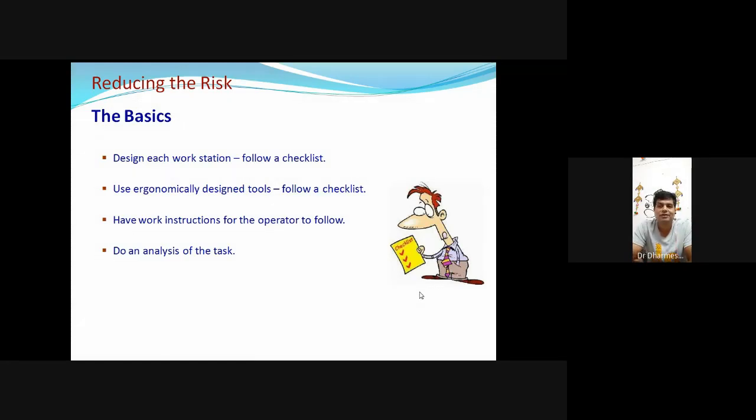Use ergonomically designed tools, and follow the checklist. There are many ergonomic tools available in the market, so we need to consider what kind of work he or she is doing and in what environment. Have a work instruction for the operator to follow. Do an analysis of the task.